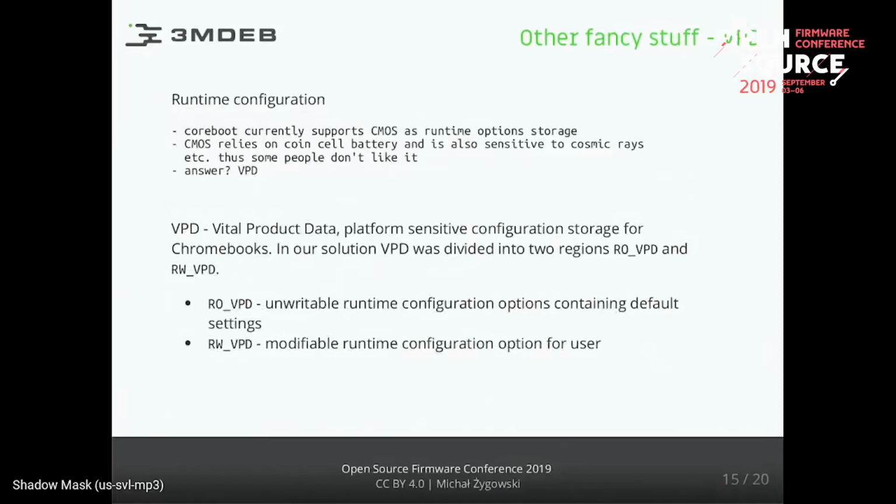And I have thought about reusing the Vital Product Data, implemented by Google, to store some configuration that may be changed during the firmware runtime. And so I have included in my flash map layout 2 regions: read-only VPD and read-write VPD. In read-only VPD, I store the default values of the runtime configuration options. And in the read-write VPD, I store the modifiable runtime configuration options.